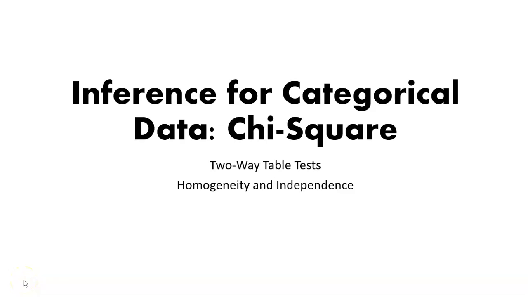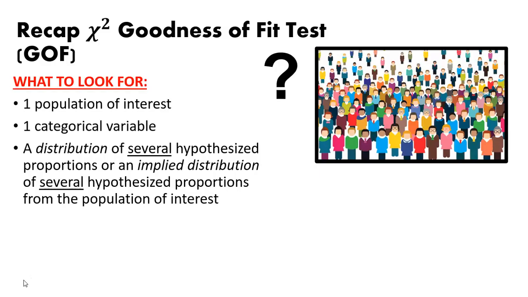Hello statisticians, today we're talking about inference for categorical data, specifically a chi-squared two-way table test, meaning that we have two different things that we could do: homogeneity, which we're going to talk about, and independence, which we're going to talk about. Both of them usually start with a two-way table in the problem.